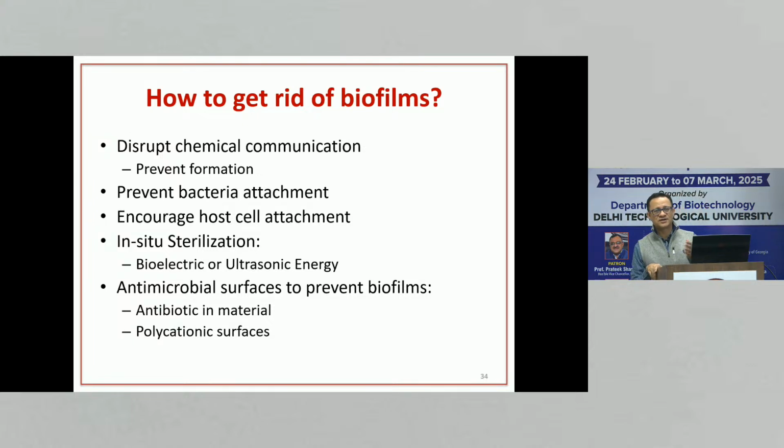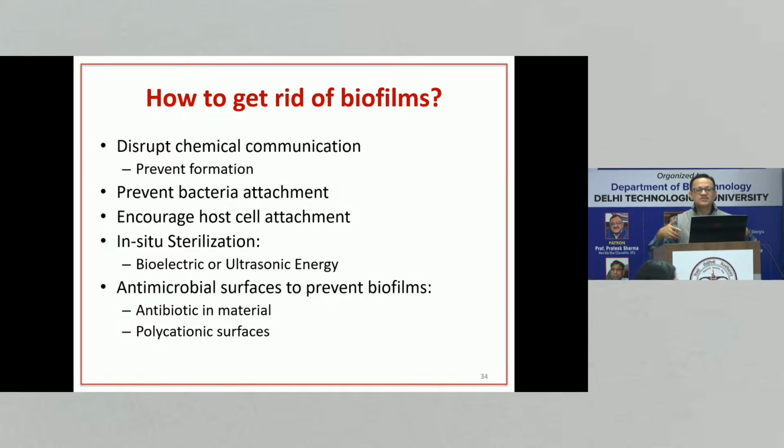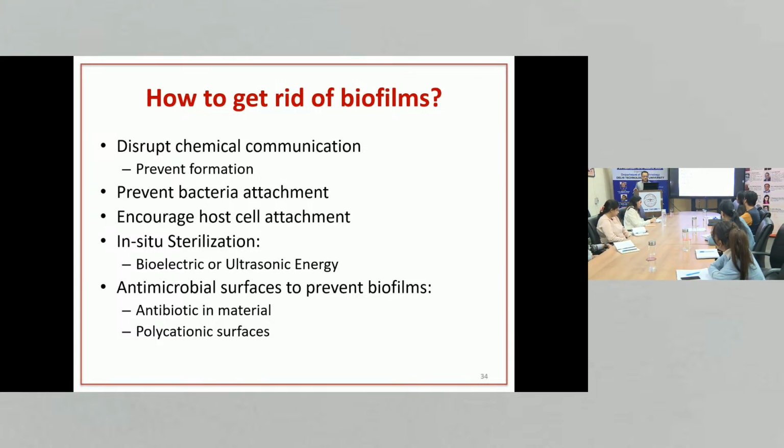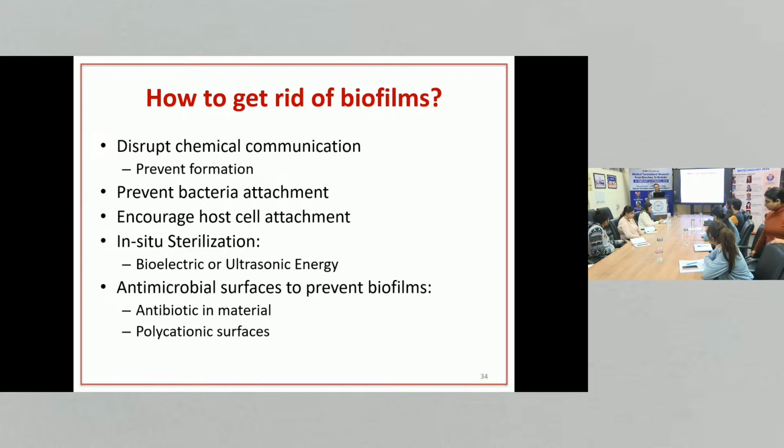Encourage host cell attachment. So for example, if you have a stent or a medical device, if endothelial cells start growing on it, and now the exposure of that foreign surface is gone, you are reducing the chances of bacteria, because the artificial surface or implant surface is not visible to bacteria. It's gone. It's covered with the endothelial lining, right? Or antimicrobial materials. We will talk a little bit today, a lot more next week. We can have antimicrobial surfaces.